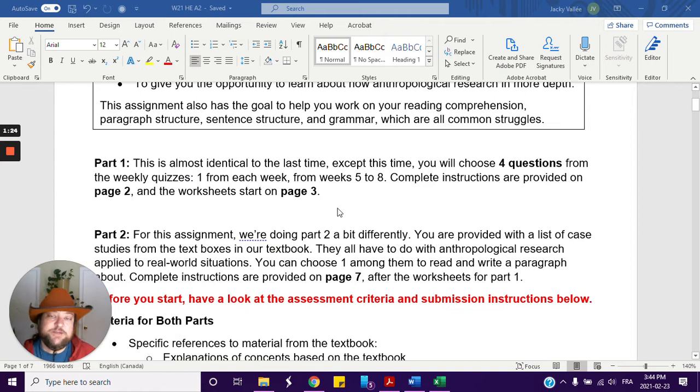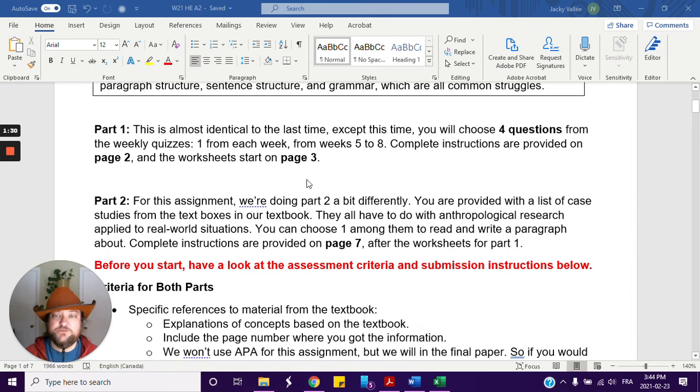So part one. This time I arranged things a bit differently. I'm trying to make a bit more sense. There's a brief summary of what parts 1 and 2 are here. Part 1's almost identical, except this time you're doing 4 questions instead of 2, one from each of the 4 weeks between weeks 5 and 8, so 5, 6, 7, and 8, and there's complete instructions on page 2, and again, I'm providing you with those same worksheets. They start on page 3, so we're going to go down there soon.